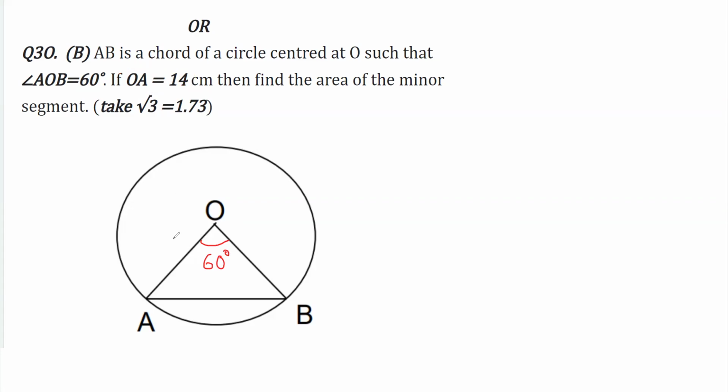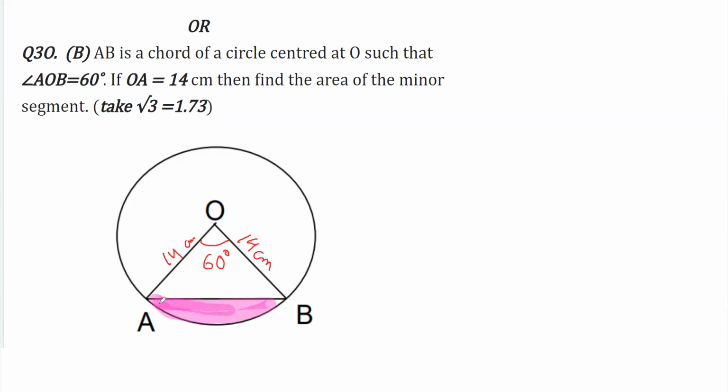And OA, which is nothing but the radius, is given as 14 centimeters. So that means this is also 14 centimeters. Well, it's not needed to write, anyway, I wrote it. What we have to find out is the area of this minor segment. That means you have to get the area of this minor segment.